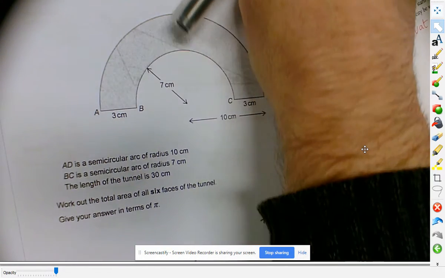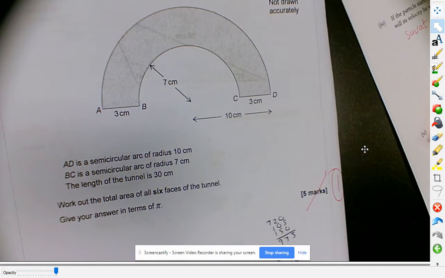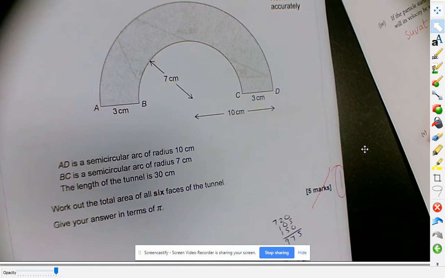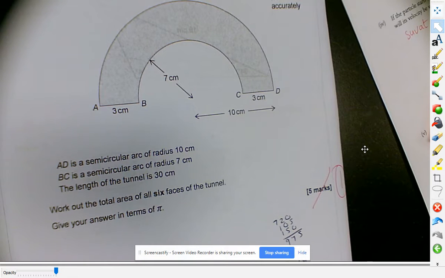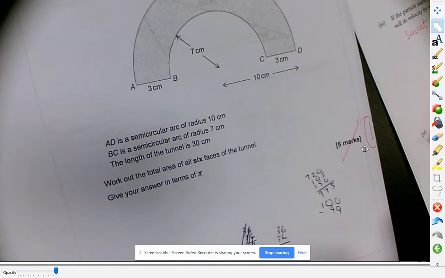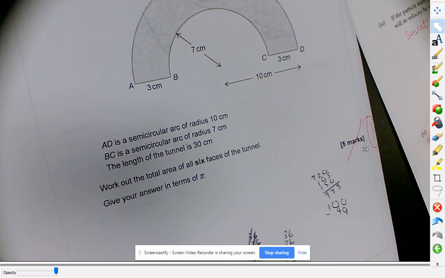So firstly, very painful area, and it's worth 5 marks. Very painful area question. Surface area of a cylinder, but it's not just a cylinder. It's half a cylinder, and then it's had bits cut out of it. So there's all sorts going on here. So how do we start?